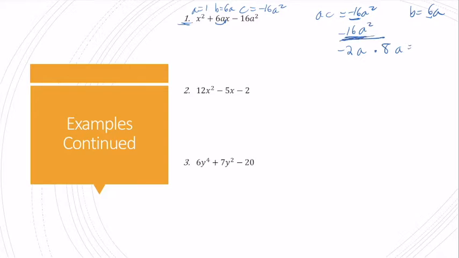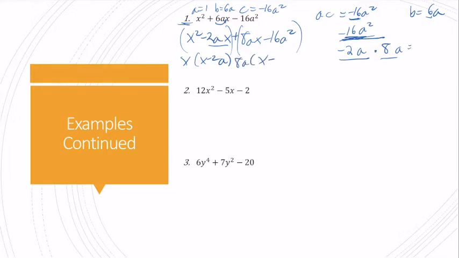So I can pull apart that middle term. So I've got negative 2ax and 8ax. And now we can factor by grouping. What's the greatest common factor of x squared minus 2ax? Well, that's going to be x. What's the greatest common factor of 8ax and negative 16a squared? That's going to be 8a. So I collect my greatest common factors. I've got x plus 8a times x minus 2a.